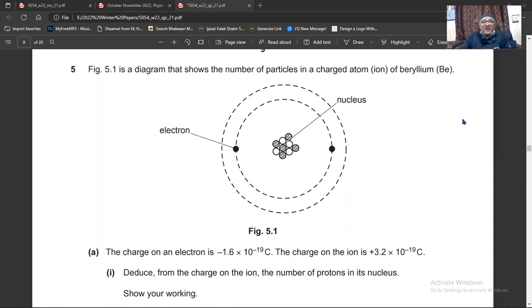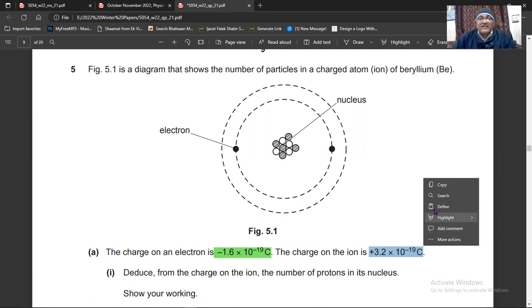Okay, figure 5.1 is a diagram that shows the number of particles in a charged atom or ion of beryllium. We have 2 electrons in the outer shell here, and there are 2 shells. There are only 2 electrons right now. The charge on an electron is minus 1.6 × 10^-19 coulomb. The charge on the ion is positive 3.2 × 10^-19 coulomb. This number is very important. This is the charge on one electron, and this is the charge on that ion.